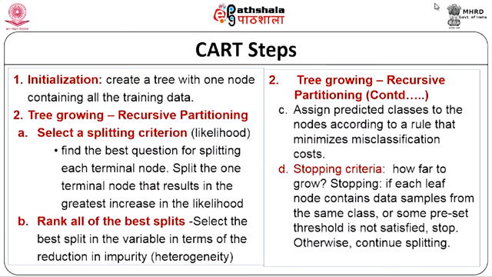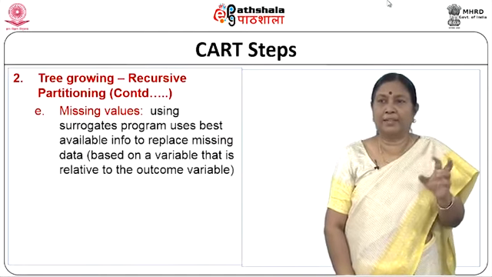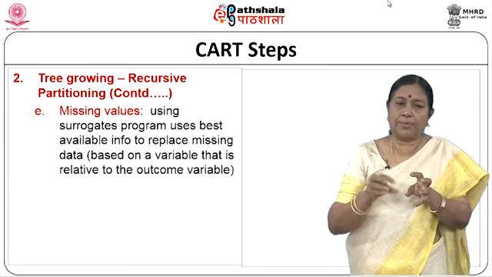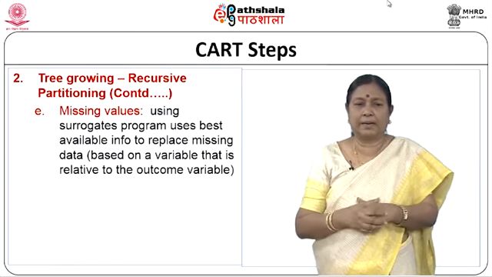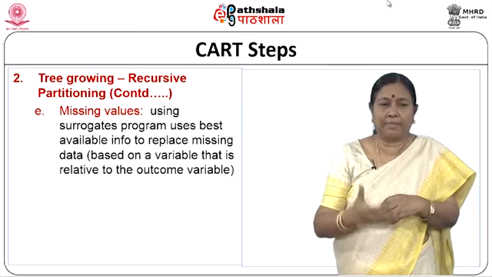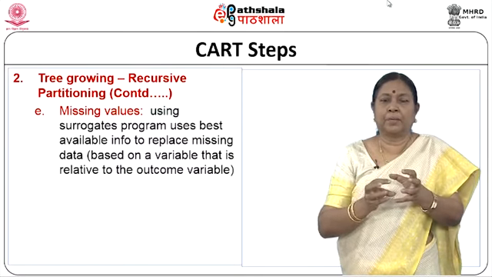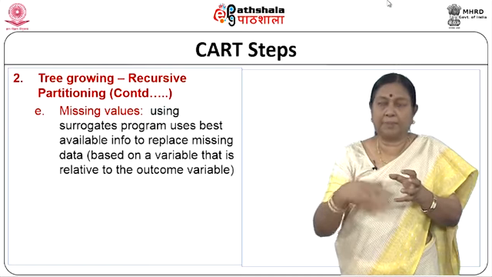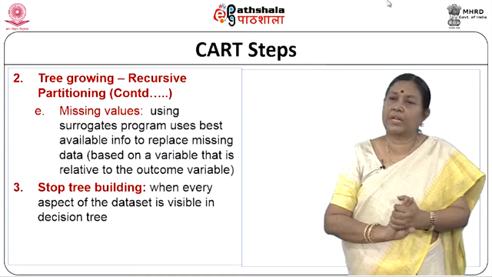So, these are the 4 steps, and we have some more steps in recursive partitioning. Then you have the 5th step, how to tackle the missing values. What you do is use a surrogates program, which uses the best available information to replace the missing data. Based on the variable that is related to the outcome variable, you put in a surrogate that will replace the missing value. So, that is how you do recursive partitioning.